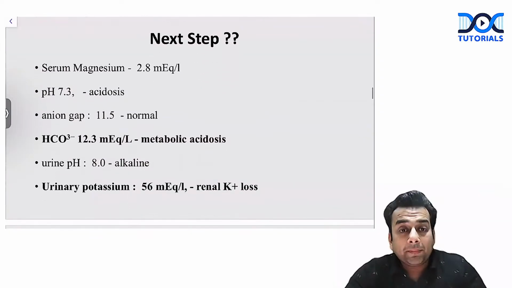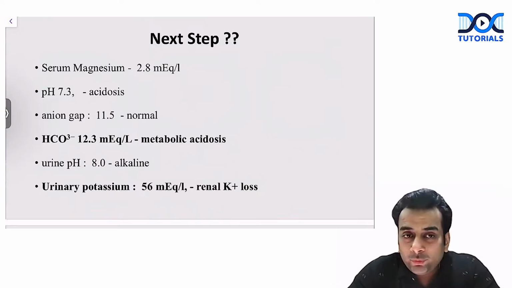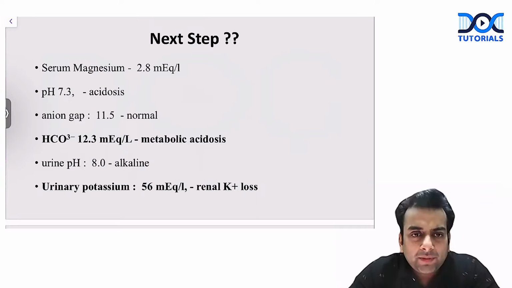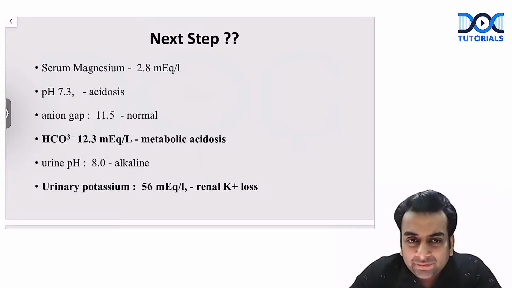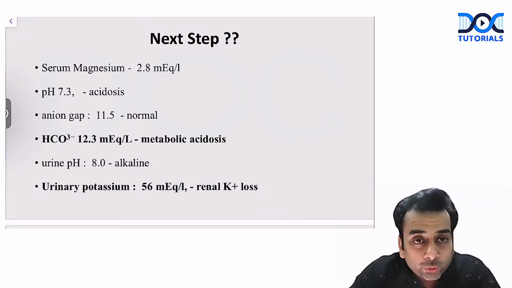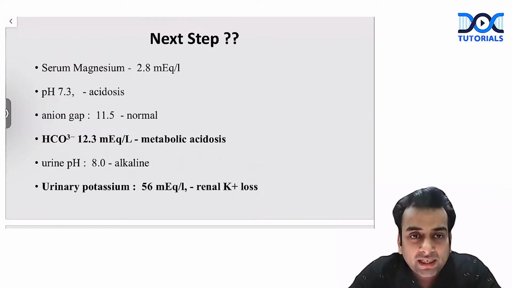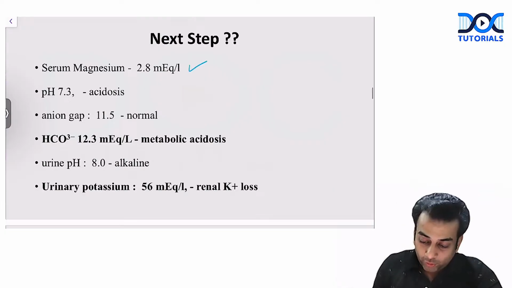What is the next step? Now, the next step is to delineate what caused such severe hypokalemia. When you have such a severe or refractory hypokalemia, the first thing that usually comes to mind is maybe a concomitant hypomagnesemia, because unless you correct the hypomagnesemia, your hypokalemia will not get corrected completely. But the serum magnesium was normal.